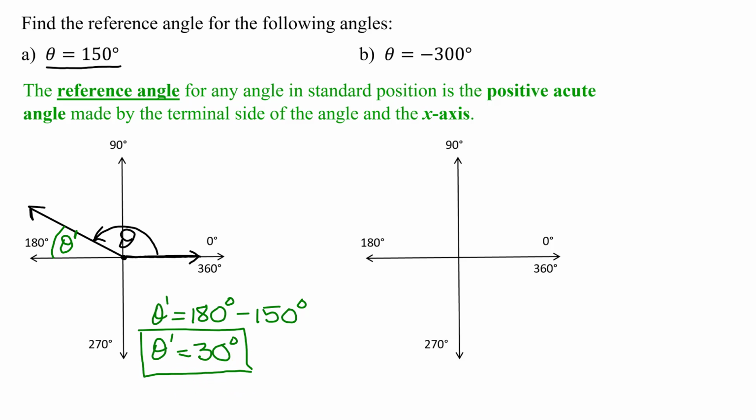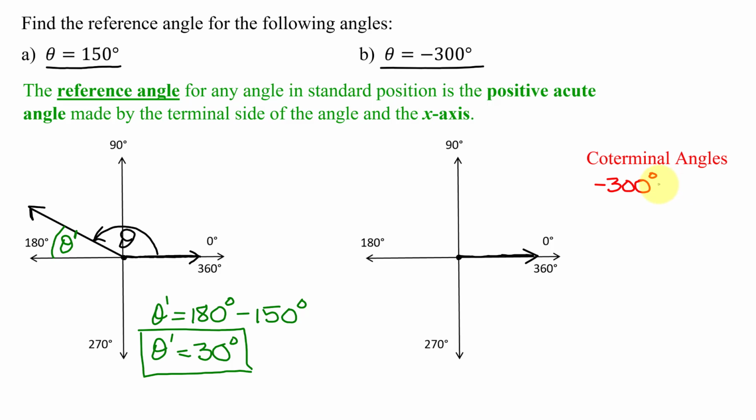Now looking at my second example, my angle is negative. So again, my initial side is going to be along the positive x-axis, but I'm going to rotate in the negative direction. Often with negative angles, it's easier to actually find coterminal angles and then draw your angle in standard position. So using coterminal angles, my given angle is negative 300 degrees.